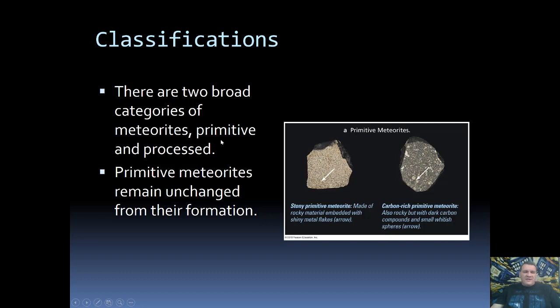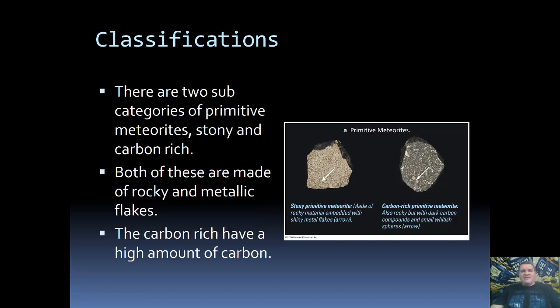There are primitive and processed. Primitive meteorites appear to be essentially unchanged since their initial formation. As we look at primitive meteorites, they tend to fall into two categories, stony and carbon-rich. Stony means that they're a mixture of rock and metal. Carbon-rich is actually the same thing, but it has a higher abundance of carbon.